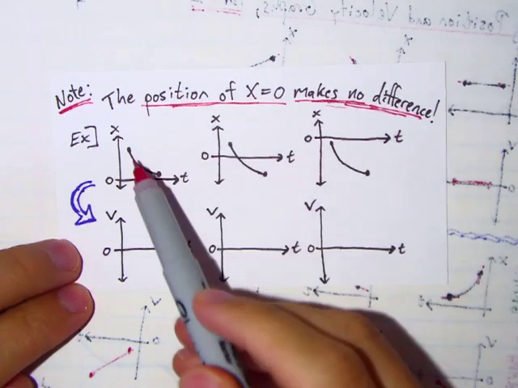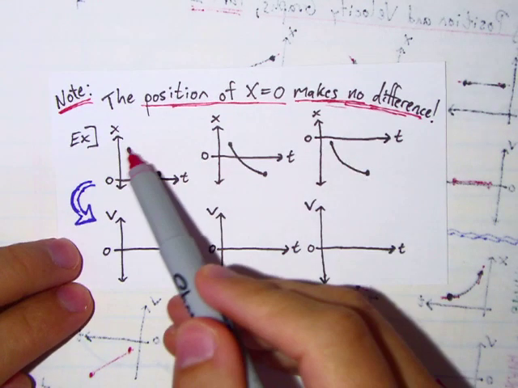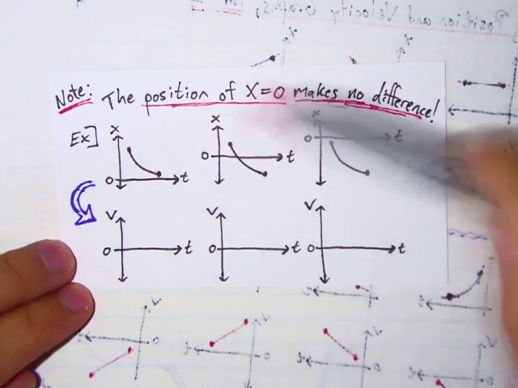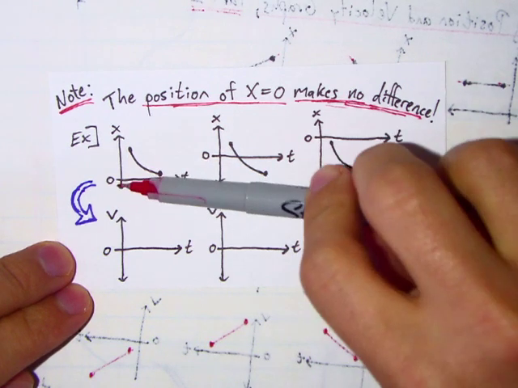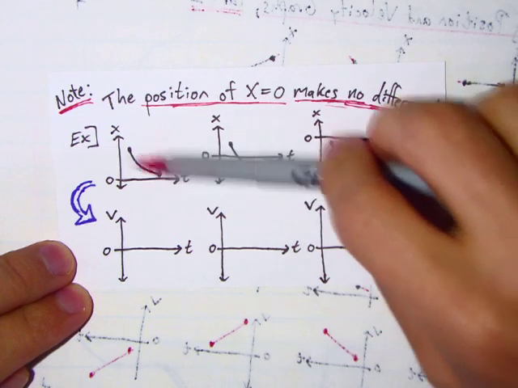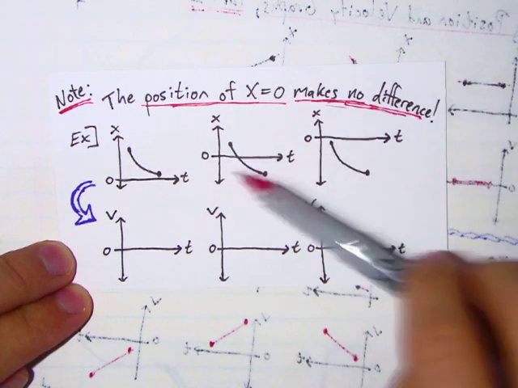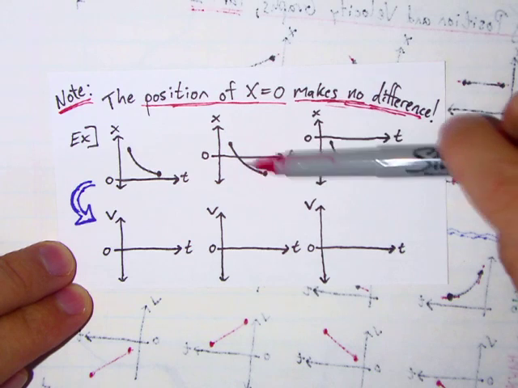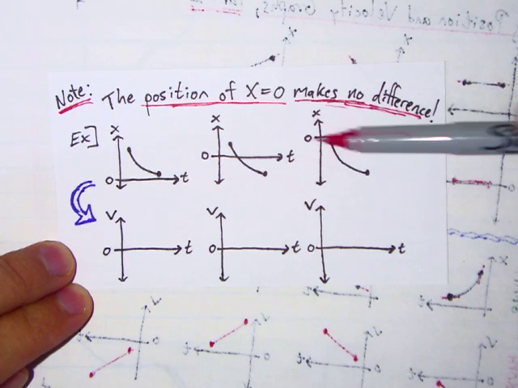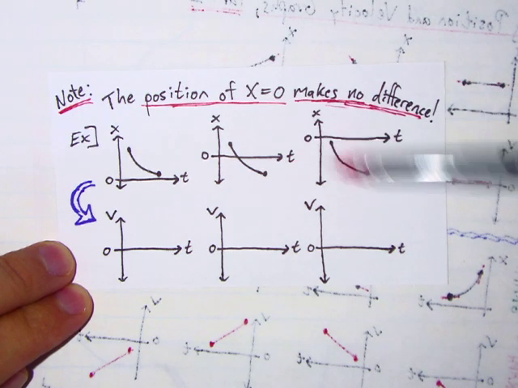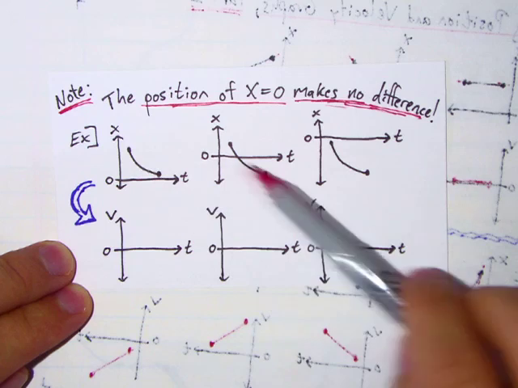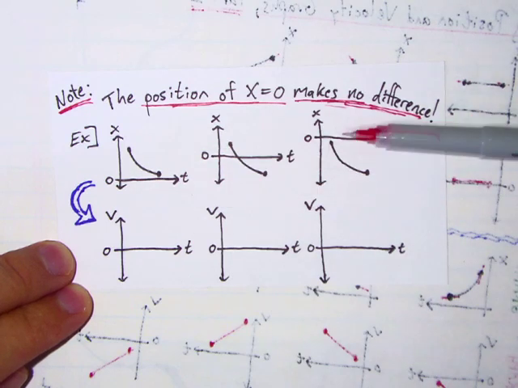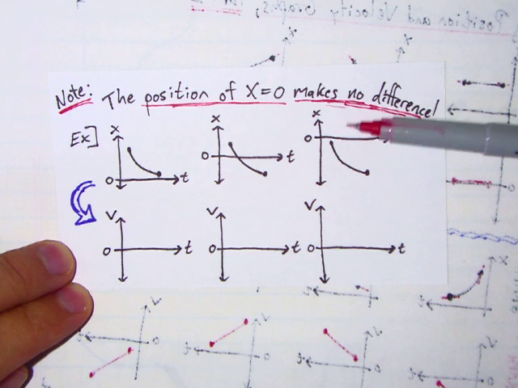Here's an example. 3 position versus time graphs. The shape of the curve is the same each time, but notice here x equals 0 is right there. We're in positive territory the whole time. This time though, x equals 0 is right there. We start out at positive x values and move to negative x values. This time x equals 0 is up here. We're in negative x territory the whole time. Same shape of the curve, but we've moved the x equals 0 axis. Does this affect the velocity curve?